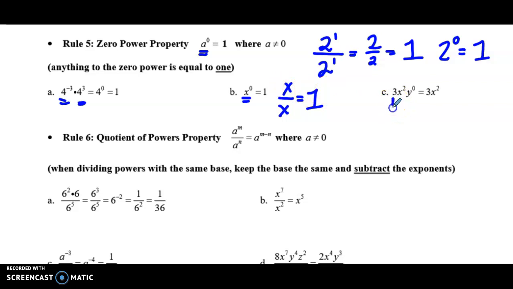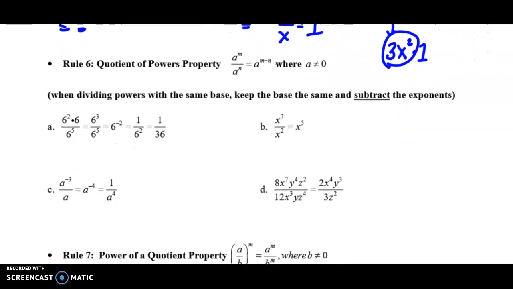All right, so here, let's do it piece by piece. 3, can't do anything with that. x squared, can't do anything with that. y to the 0 is the same thing as times 1. So we're just left with 3x squared. Just like whenever you're multiplying two bases that are the same, you add, when you are dividing two bases that are the same, you're going to subtract your exponents.